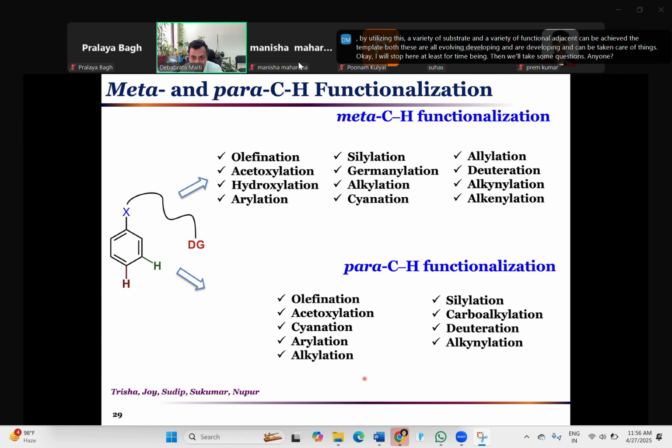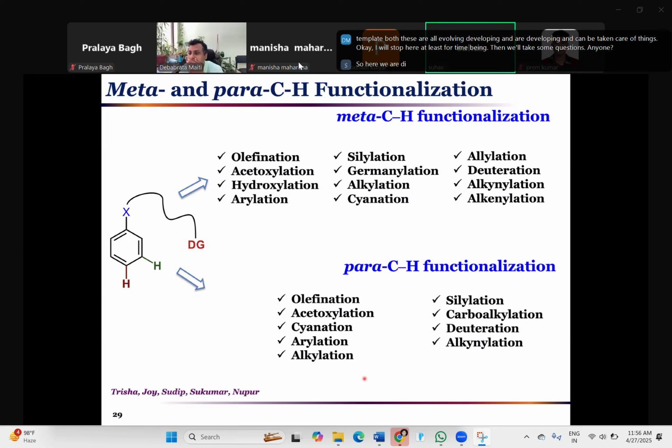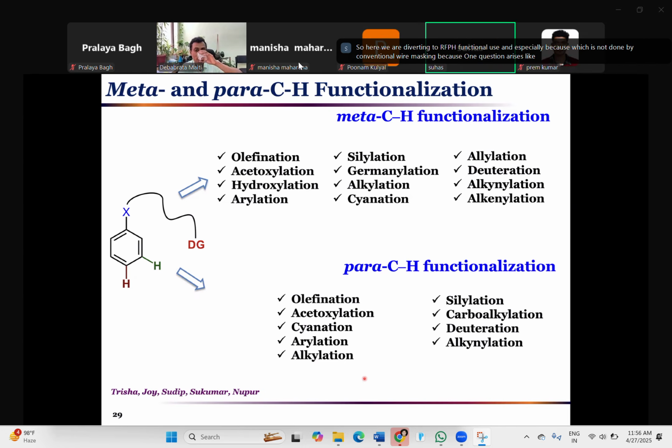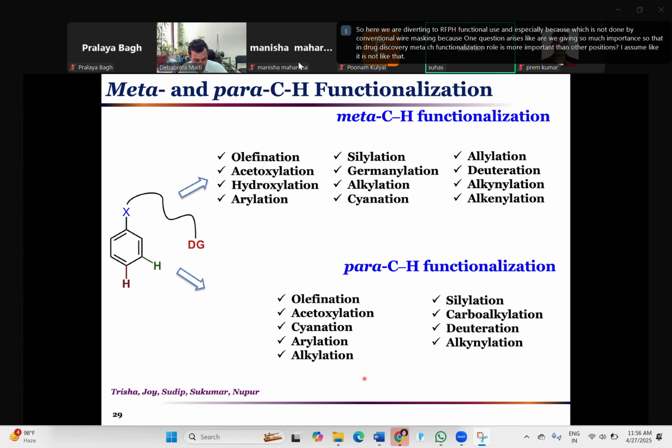Anyone? Sir, so here we are diverting to para pH functionalization, especially because it is not done by convention. Why I'm asking, because one question arises: are we giving so much importance because in drug discovery, meta pH functionalization's role is more important than other positions? I assume it is not like that, but yeah.